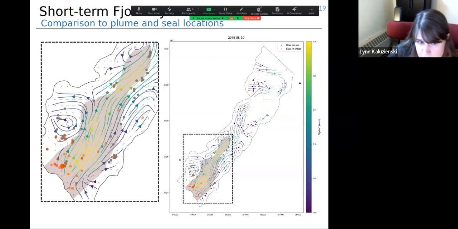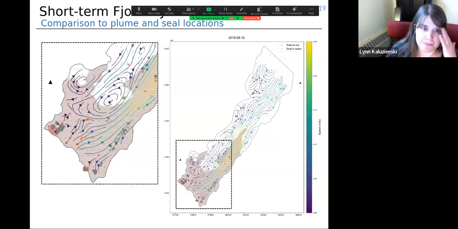So a couple of things we're seeing with the seals, at least on this particular day: the ones that are on ice are found in the eddies and along the edges of the plume, whereas the seals that are in the water are really inside the plume, near the terminus especially. So maybe they're foraging on that particular day. We can compare this with another day.